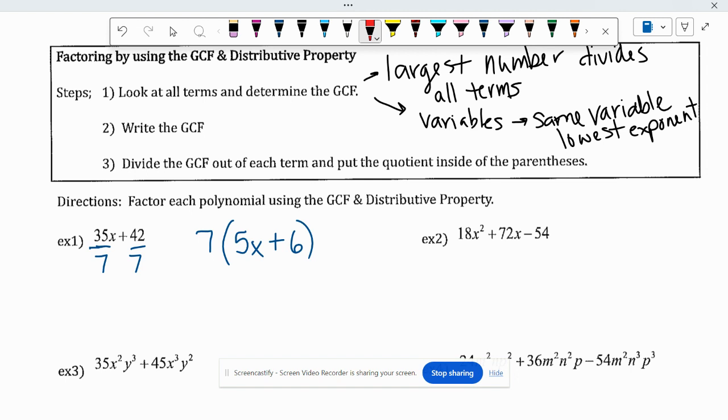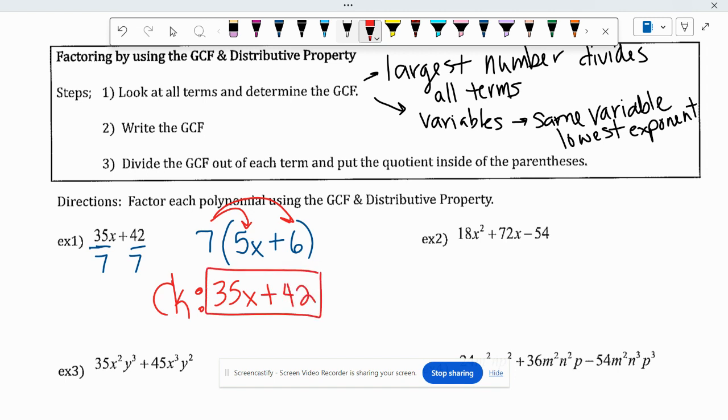Now, how could you check this? Well, if you wanted to check it, you would just distribute, right? 7 times 5x, well, that's 35x. And 7 times 6, that's a positive 42. So if you've factored it right, if you've taken out the appropriate greatest common factor and you multiply back through, you're going to see that you get exactly what you had to begin with, okay? So this is the answer, and this is how you check it.